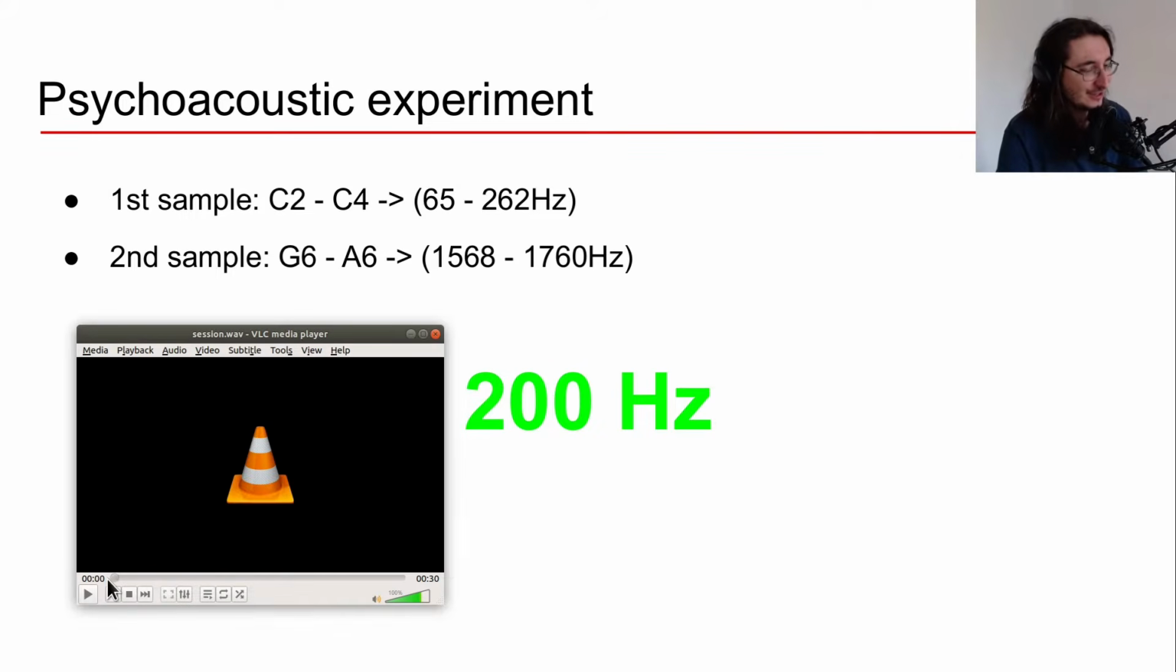Okay, so let's listen to these two pairs of notes. The first one, C2 to C4. Okay, the second one, G6 to A6.